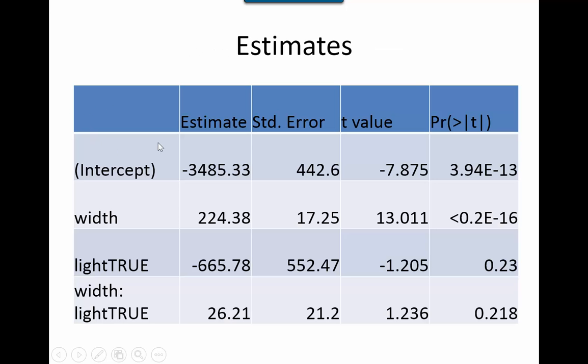If we fit those two models, we're going to end up with a table of estimates now. So previously we'd seen an intercept, and that's in the same sort of ballpark, keeping in mind that this is for a width of 0, so it's not really a sensible sort of estimate. Here's the effect of width when light is false, that is when our animals are dark. Dark animals increase by 224 grams for every millimeter of carapace width.